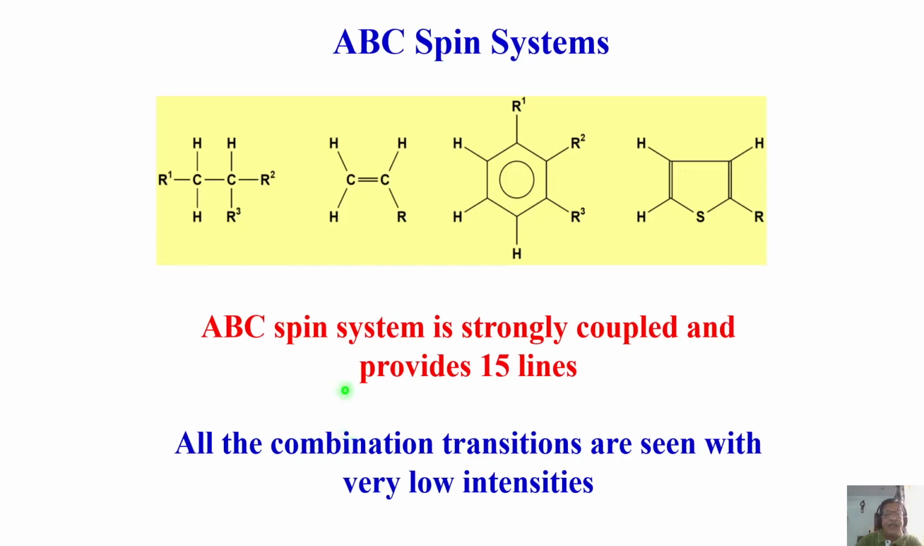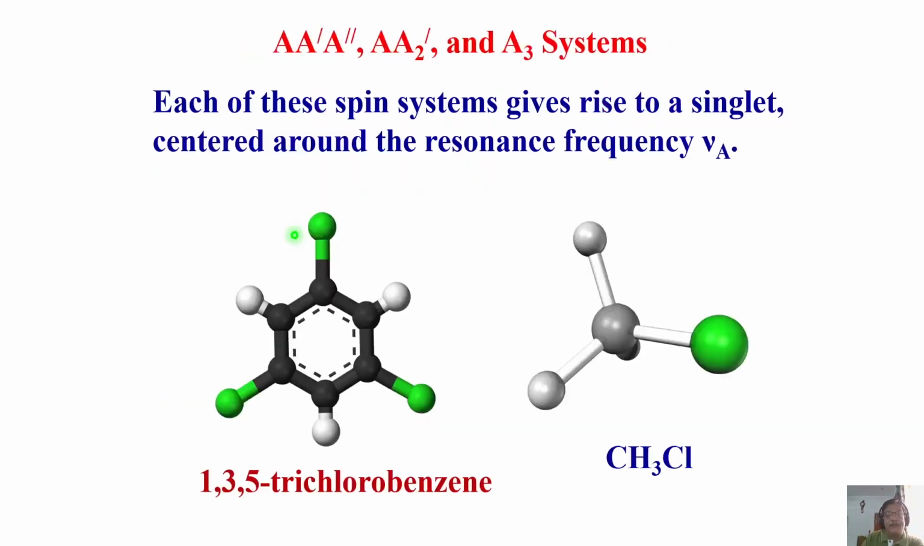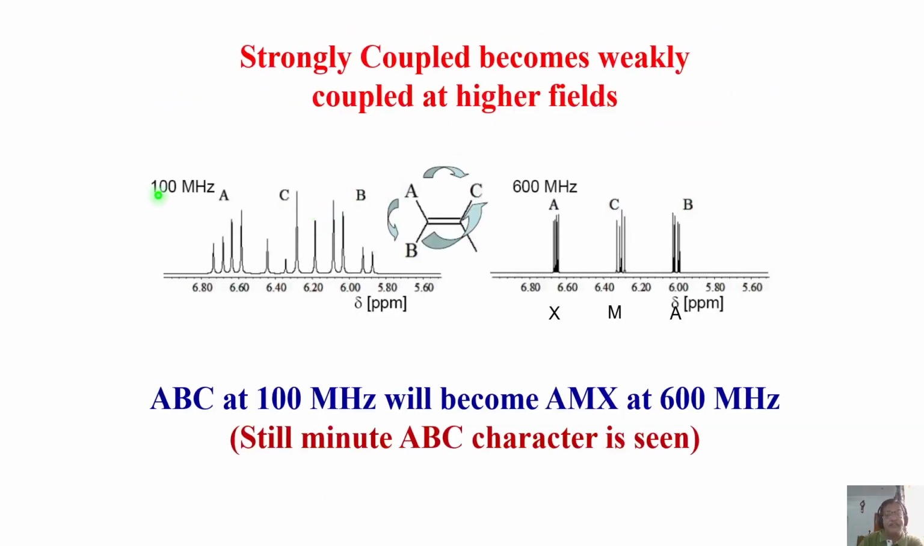And in some examples, when the couplings are very, very small compared to the chemical shift separation, these are called ABC, not AMX. All are strongly coupled, and all chemical shifts cannot be individually determined, but all couplings are present in this spectrum. This is a very strongly coupled case where you get 15 lines. This is an example of ABC. In this molecule, these three protons are strongly coupled, and this is the type of spectrum we get at 100 megahertz. The same thing you record at 600 megahertz, look, it becomes AMX. This is the advantage. So strongly coupled becomes weakly coupled at 600 megahertz.